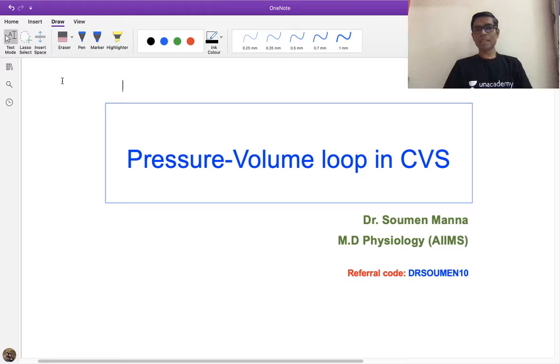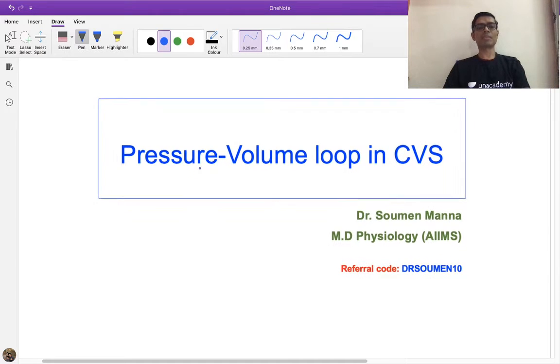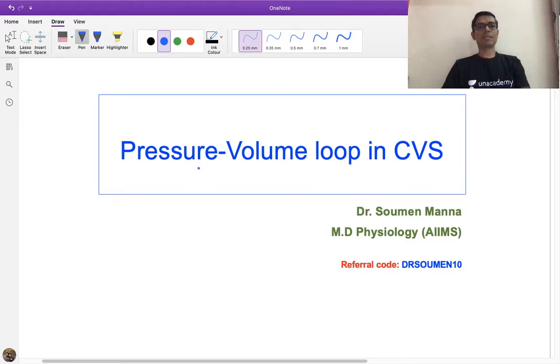So as per the plan, we are going to discuss one important topic from cardiovascular system, that is the pressure volume loop in cardiovascular system, right?